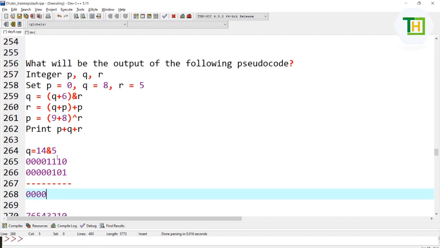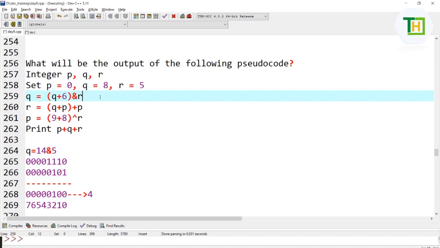Otherwise, it is going to be 0. That's why 0, 0, 0, 0. Here also 1, 0 is 0. 1, 1 is 1. So we get 0, 1, 0, 0. Then what is the decimal value here? You observe here, the 1 is at position 2. That means 2 power 2, that is 4. So Q becomes 4 with this expression.